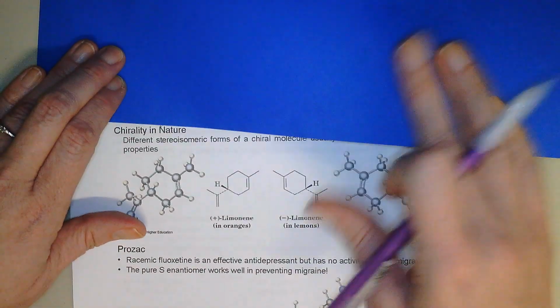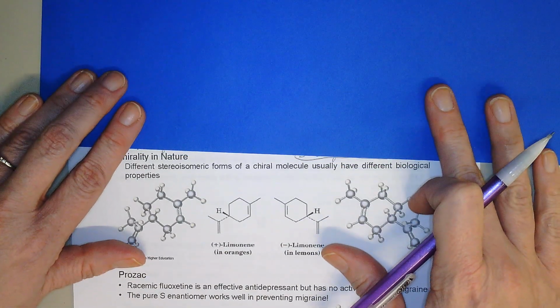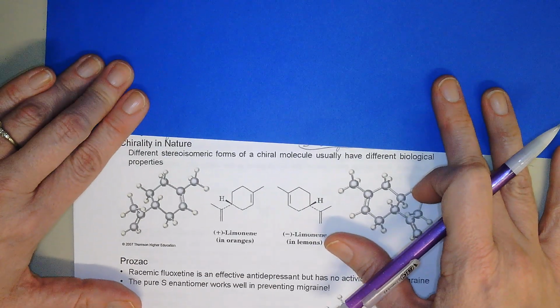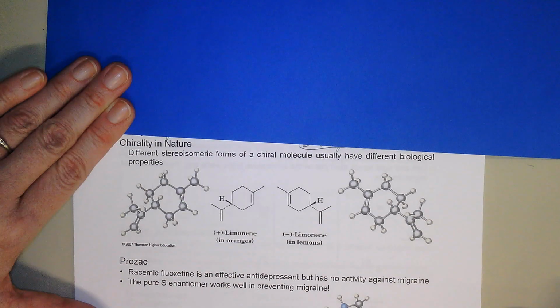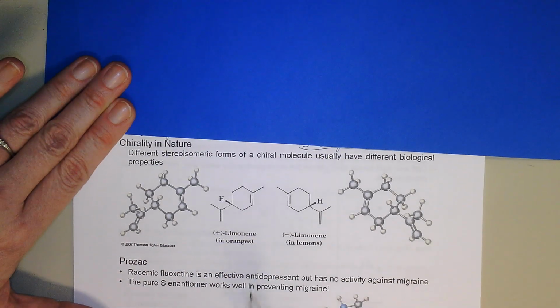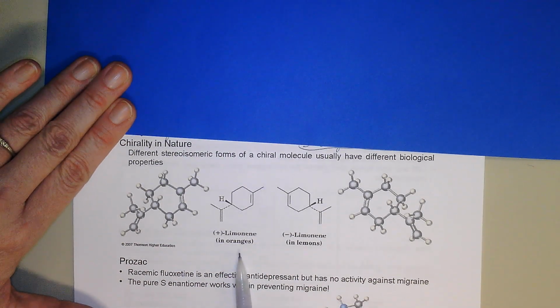So we talk about chirality in nature. Different stereoisomers of a chiral molecule have different biological properties. For instance, the limonene in oranges smells kind of piney, and the limonene in lemons smells very, very lemony. You've smelled a lemon, you know lemons are very powerful. So even though these are enantiomers, they have a different odor. That is a physical property, technically.